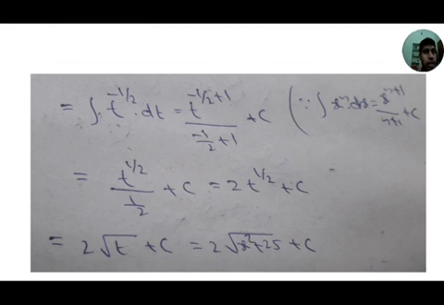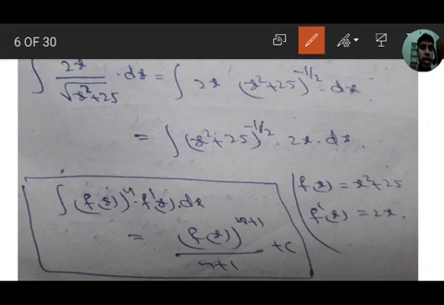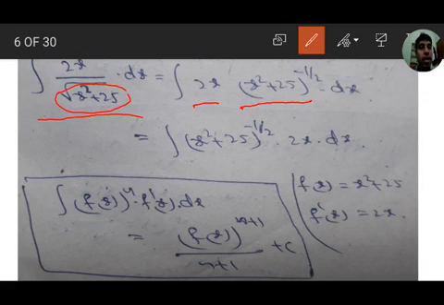Or this can be done directly by formula. How can we write? Integration 2x by square root of x square plus 25 dx can be written as 2x into x square plus 25 whole to the power of minus 1 by 2 dx. This square root means whole to the power of 1 by 2. In the denominator, whole to the power of 1 by 2 means it brings to the numerator minus 1 by 2. So it can be written as square root of x square plus 25 whole to the power of minus 1 by 2 into 2x dx.